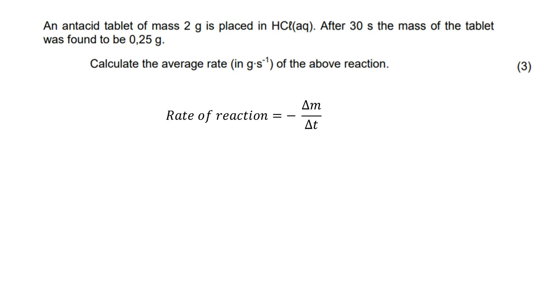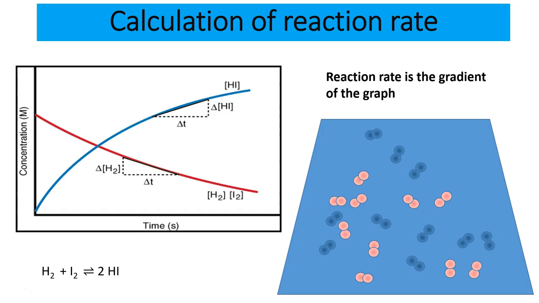Now let's just look at a quick example. This is an example from the 2019 question paper. An antacid has a mass of 2 grams and is placed in hydrochloric acid. After 30 seconds, the mass of this tablet was found to be 0.25. So this is a calculation where we have to calculate the rate of the reaction as change in mass over time. As you can see, I just take the initial mass minus the final mass over the time it took, and then it will give me my answer in grams per second as a rate. Really not very difficult sums, a nice and easy breather in the exam.